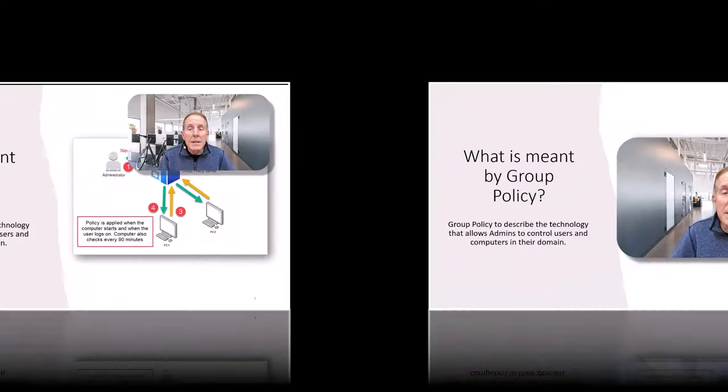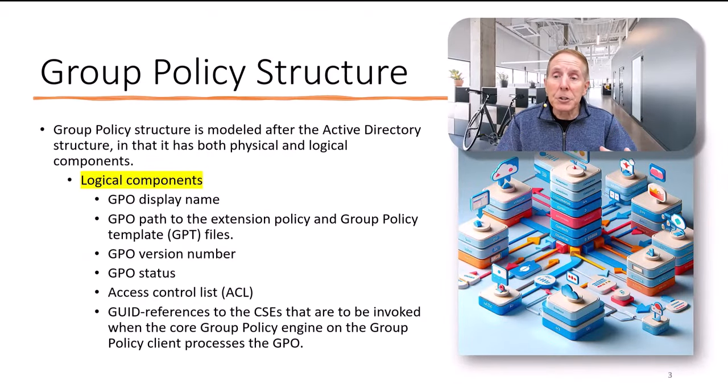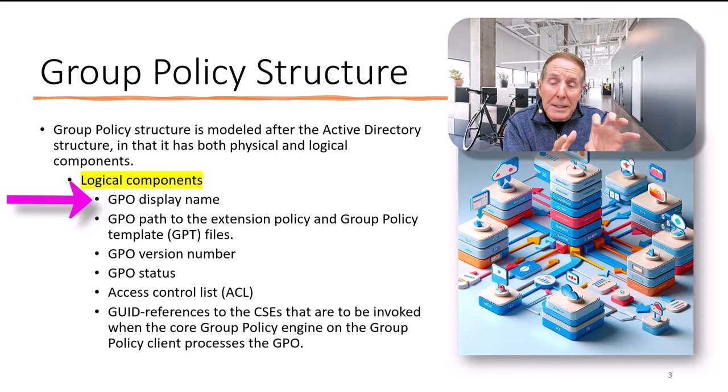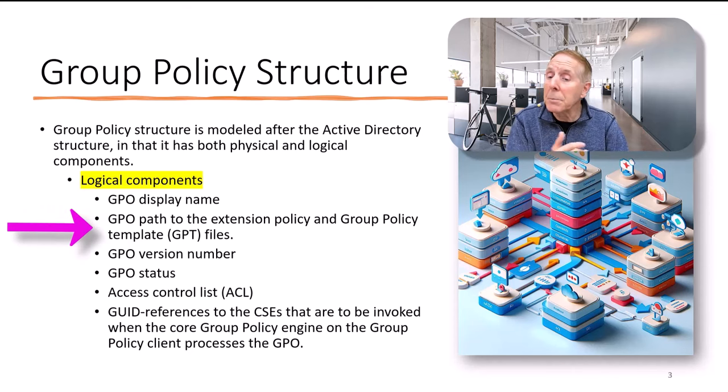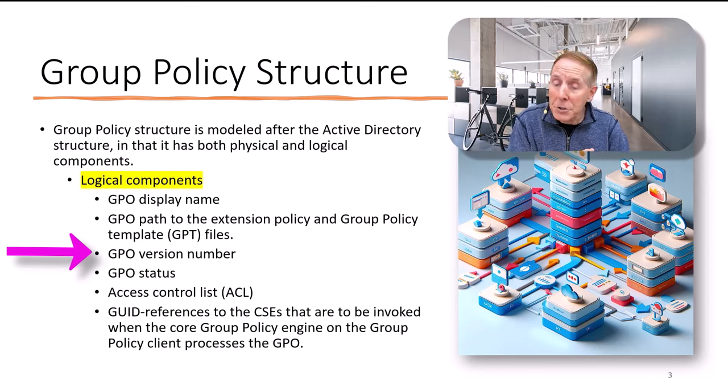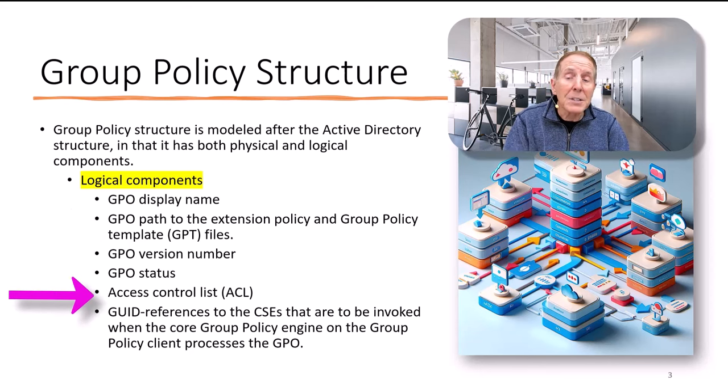That's the default. Now, group policy structure is modeled after Active Directory structure. It's going to have both physical components and logical components. Some of the logical components that are actually going to be inside the Active Directory database are things like display name, GPO path, GPO version number, the GPO status, access control list information.